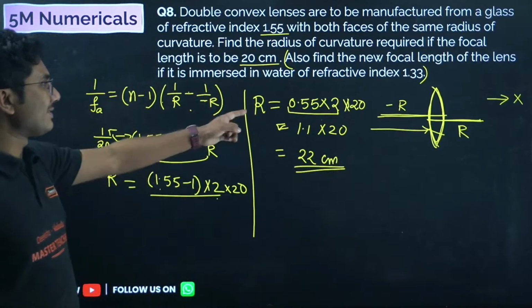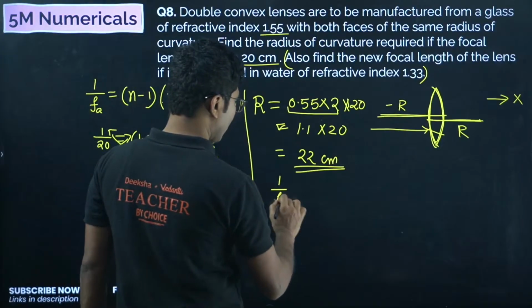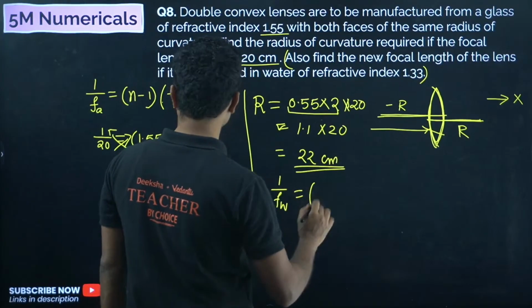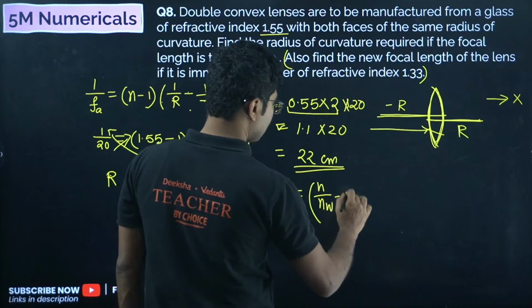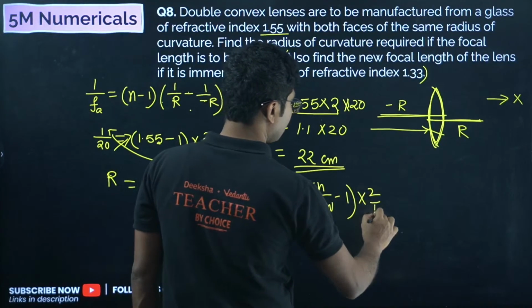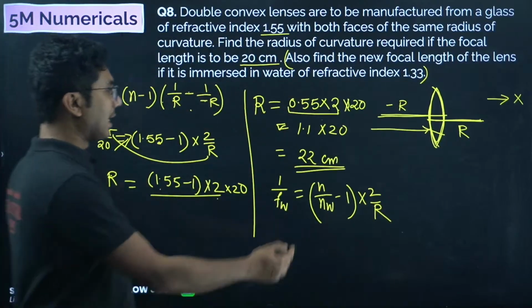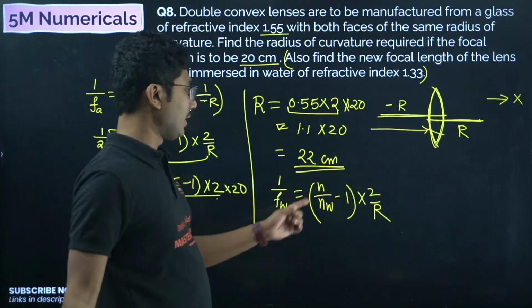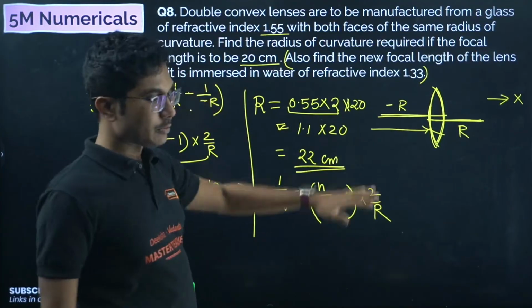Now if you take this same lens and put it into water, I am giving you the hint, I am not solving it. It will be 1 by f equals (n by n water minus 1) into 2 by r. So this is the shortcut. You can directly write 2 by r, and the r value you have calculated to be 22. Now put the value of n, put the value of n water, and simplify it.